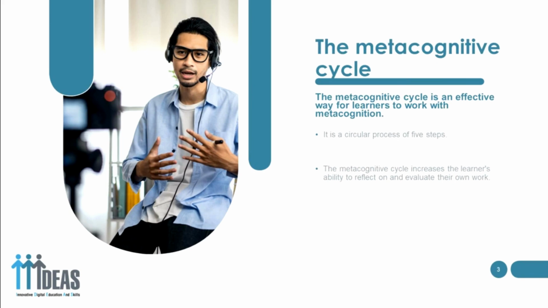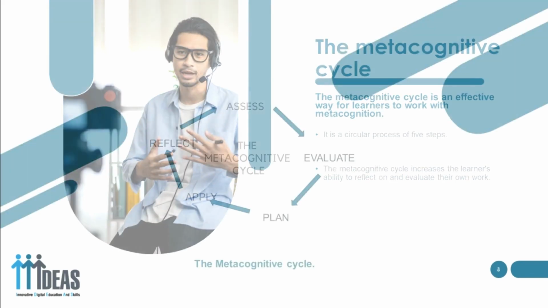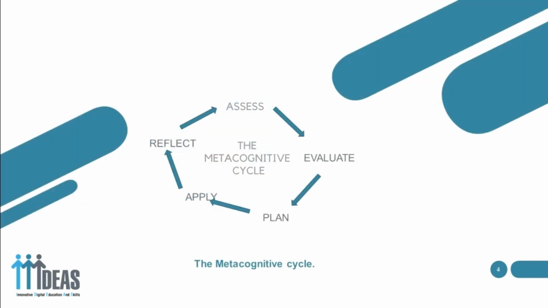The metacognitive cycle is effective in this way. It's a circular process containing 5 different steps to approaching metacognitive practice. And in this way, learners will gain the ability to reflect on and evaluate their own work. The 5 steps are assess, evaluate, plan, apply, and reflect.